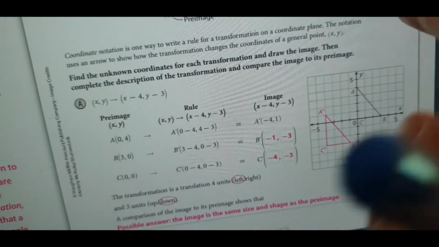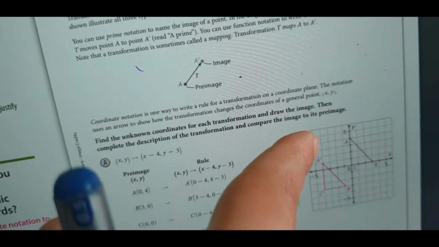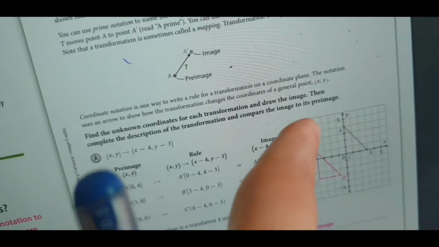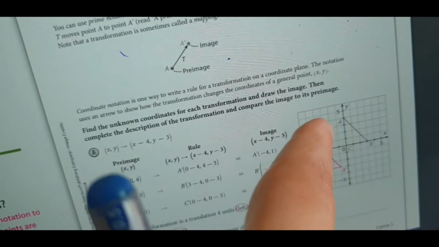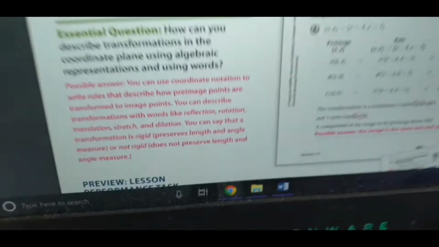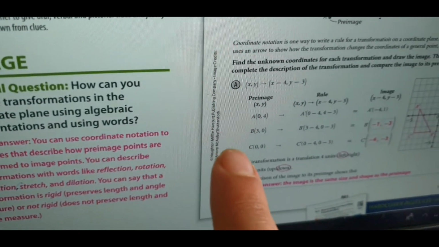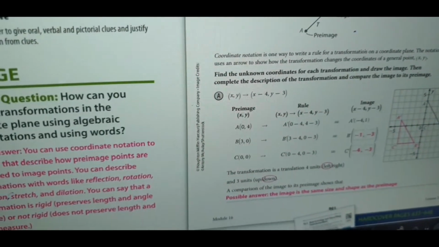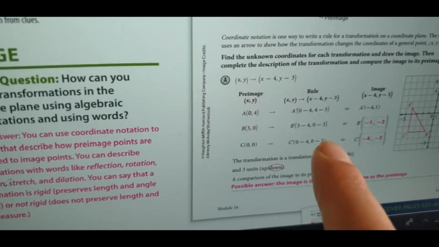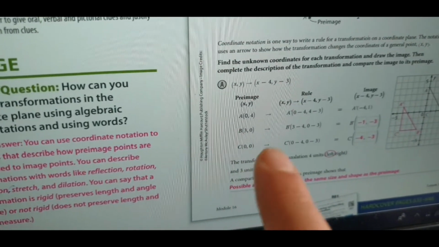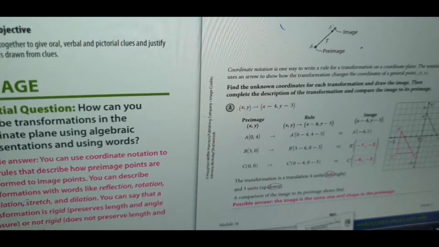And how many points down? Sorry, 1, 2, 3. So from A to go to A prime, it moved 4 units left and 3 units down. And this is what I wrote here. The transformation is a translation. Since I am moving, so this is a translation. 4 units left, as we said, and 3 units down, as we said.